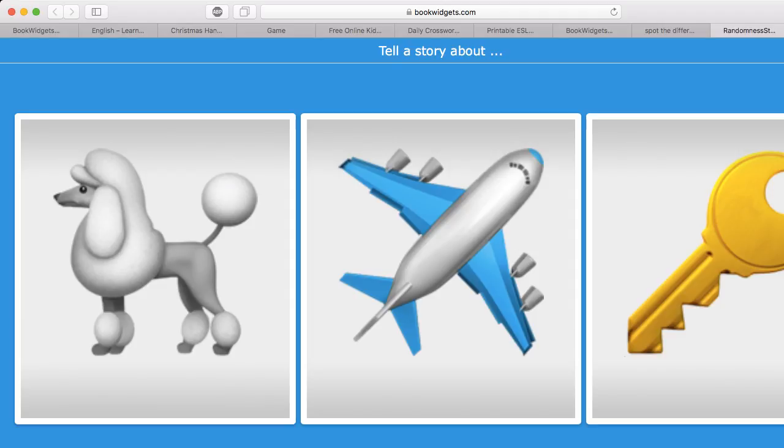Yesterday, I was driving to the airport, therefore I'm using the plane. I was driving to the airport and in the car next to me, I saw a poodle and he accidentally ate a key. Okay, so again, these stories can be funny. I want them to be short because the point is to give you ideas to use your English. Let's see what you guys came up with.